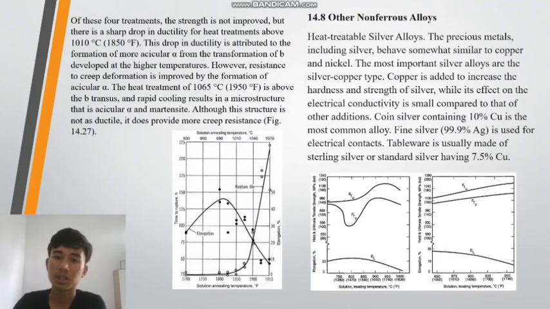The heat treatment of 1065 degrees Celsius or 1950 degrees Fahrenheit is above the beta transus, and rapid cooling results in a microstructure that is acicular alpha and martensite. Although this structure is less ductile, it does provide more creep resistance. Figure 14.27.